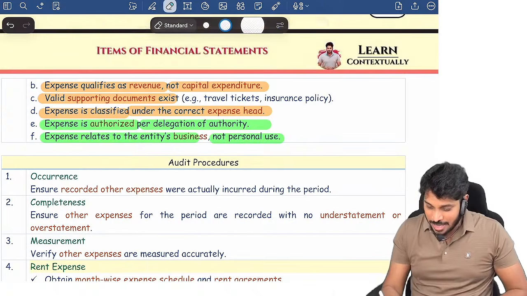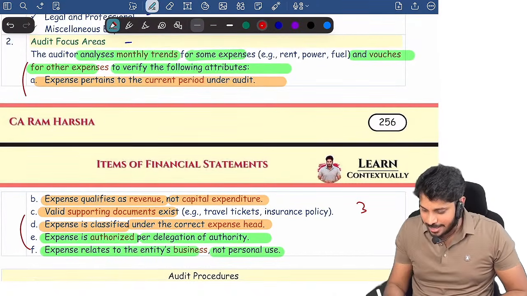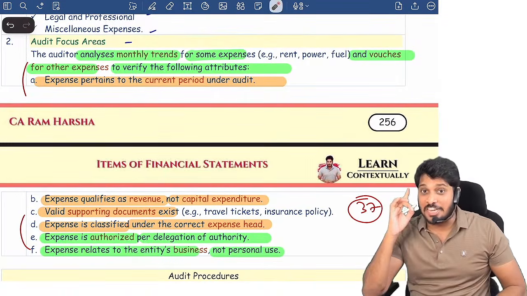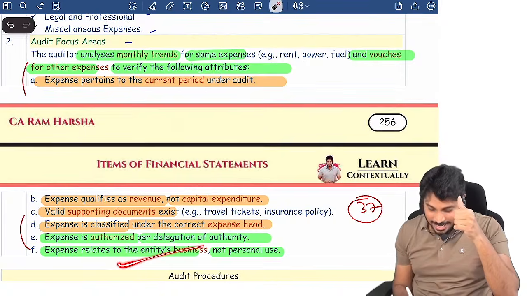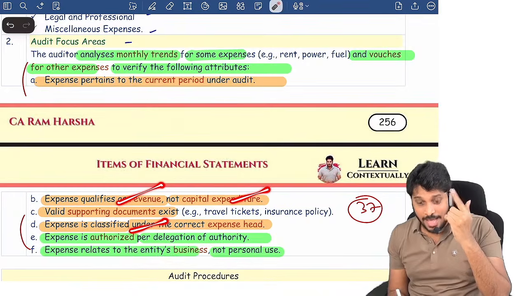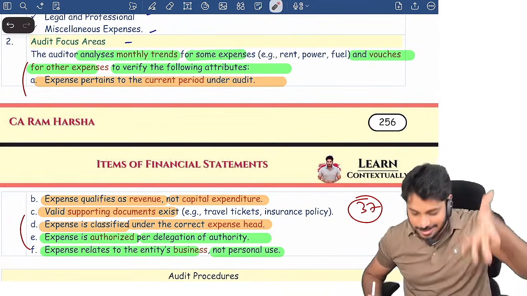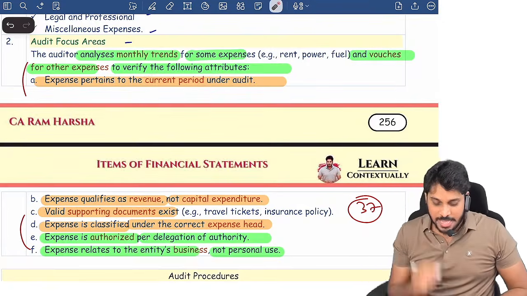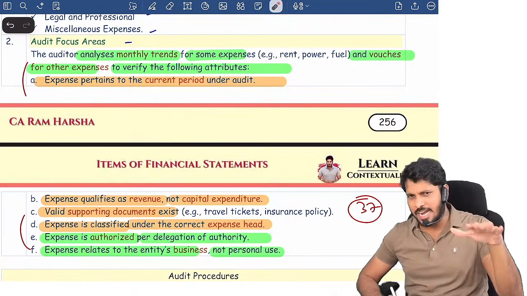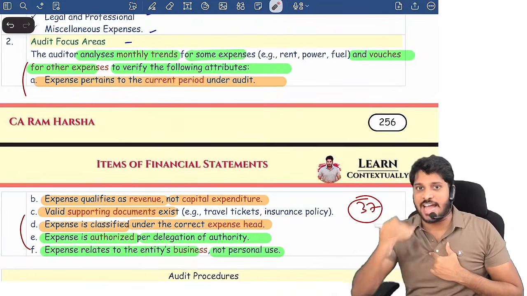If you observe, guys, most of these 6 points they mentioned are also mentioned under section 37 of the Income Tax law. Under section 37, you get deductions only when it is related to business, only when it is revenue and not capital, and only when it belongs to the relevant previous year. So 3 conditions are common with section 37. Generally some expenses follow a monthly trend, like rent, power, fuel. For that we observe the monthly trend. And for the remaining expenses we verify the actual expenditure.